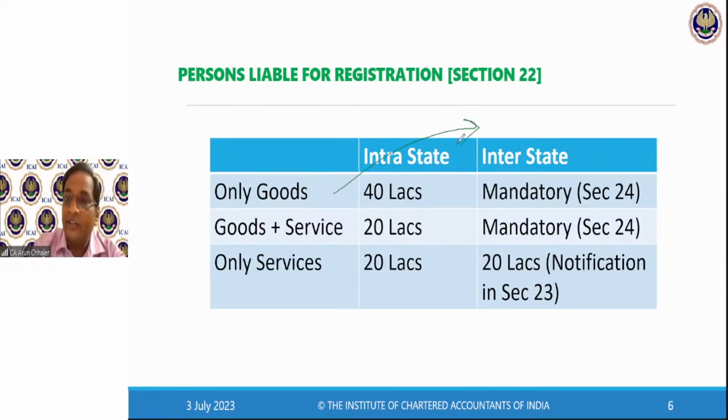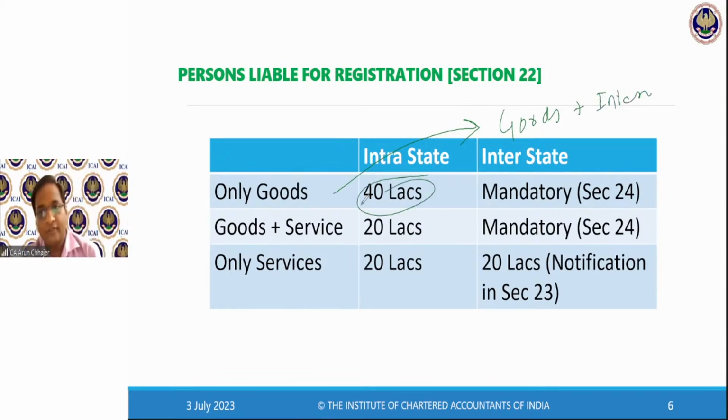Yes, here they will include one thing, goods or goods plus interest, that will also be treated as 40 lakhs. Let's move ahead. All types of interest will be exempt there except credit card. Interest on long term loan and advances received is exempt, other than credit card.